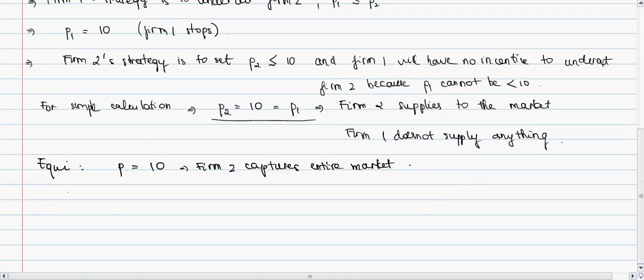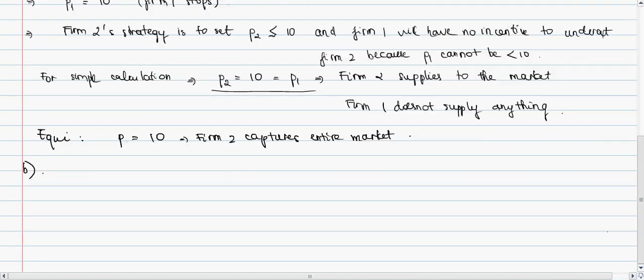Right, so that is the equilibrium. Okay, part B, compute the firm's output, profit, and the market output. Alright, so firm's output, again, just what we did in part A already, firm 1 output is going to be equal to Q1 equal to 0. Okay, firm 1 doesn't produce anything, doesn't supply anything to the market, so Q1 equal to 0.